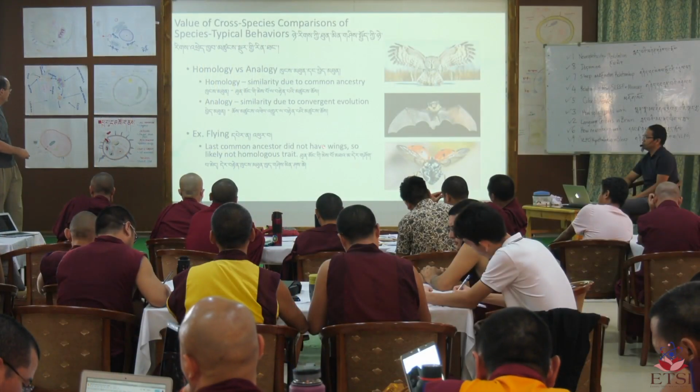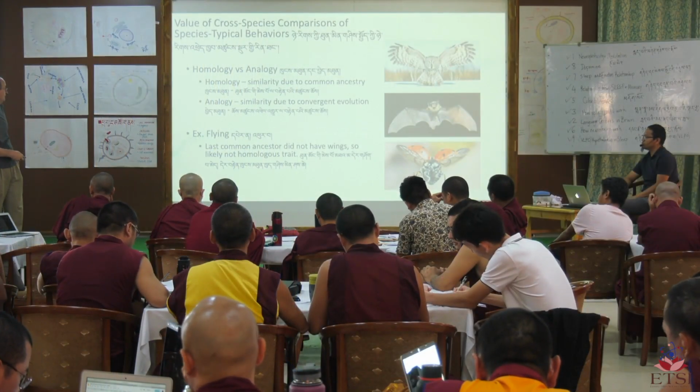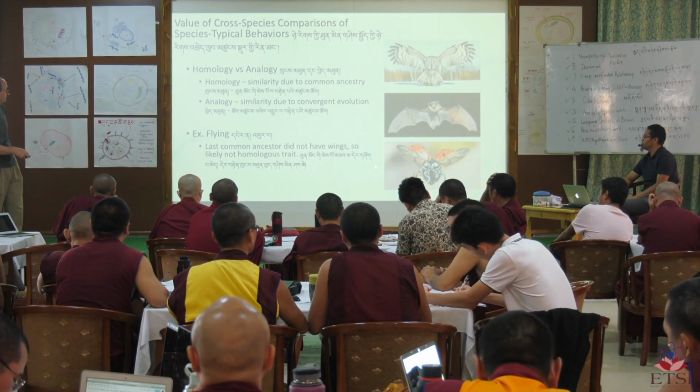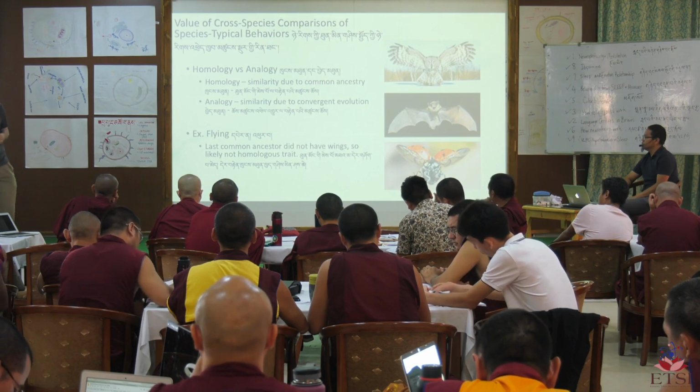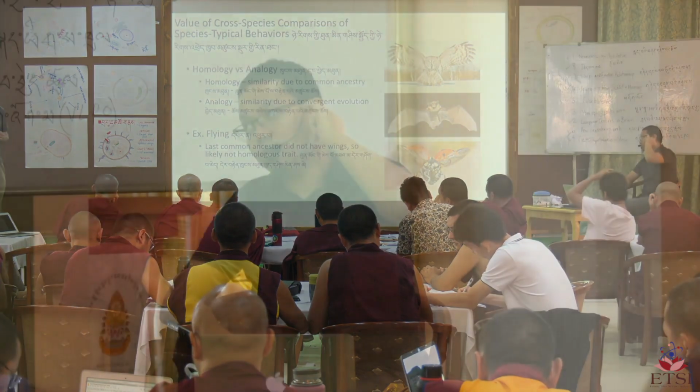If the last common ancestor had wings, then those species that came after it having wings would be homology. And if the last common ancestor did not have wings, like in the case of the insect and the owl, that would be analogy.